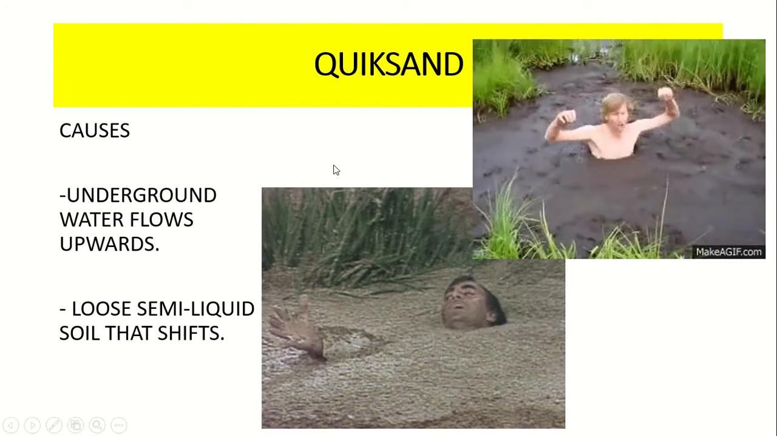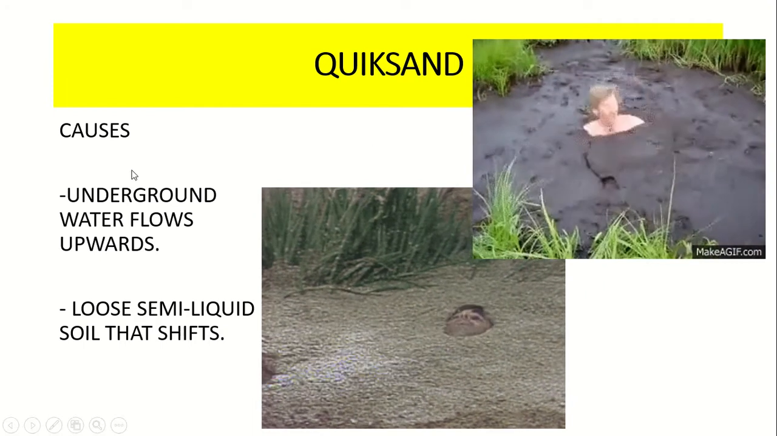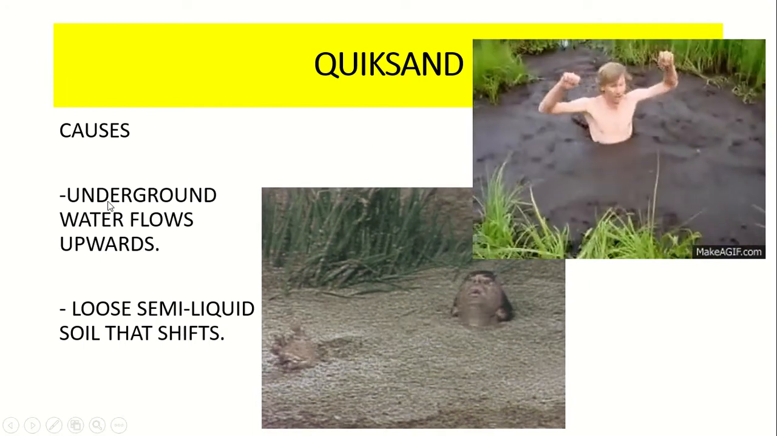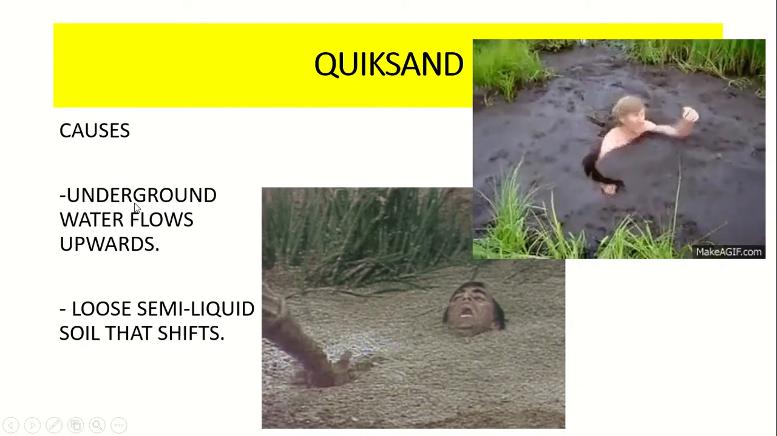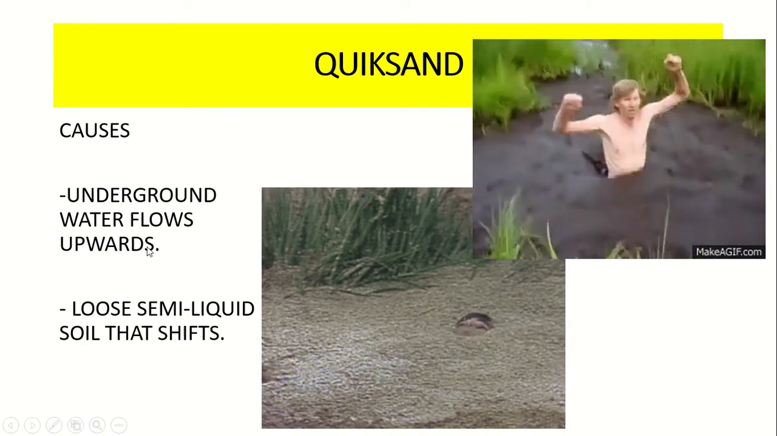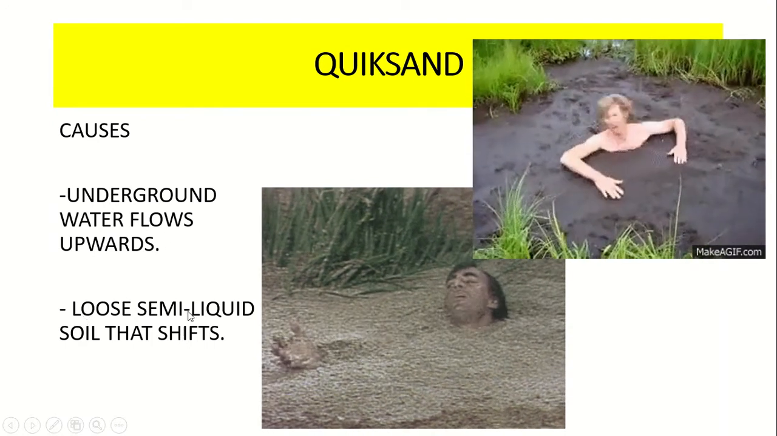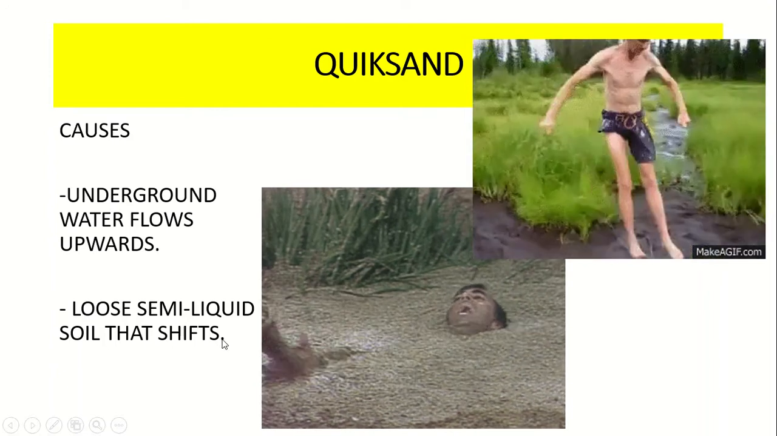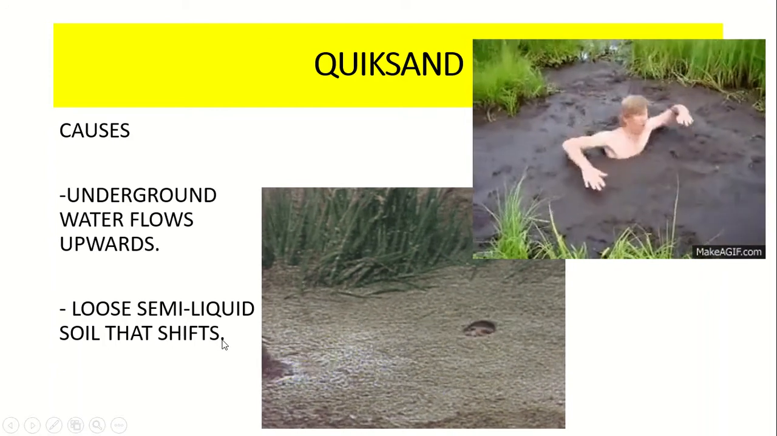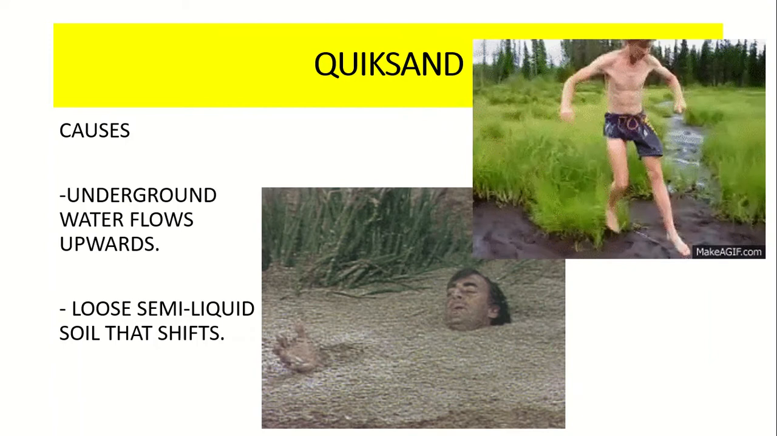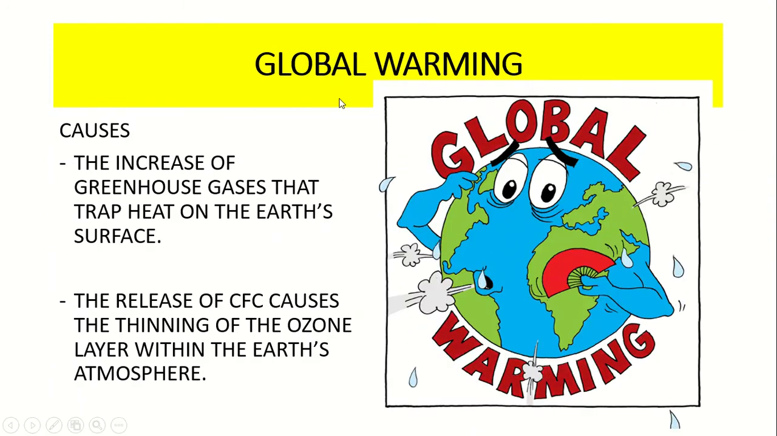So this is quicksand. Causes of quicksand is because underground water flows upwards and loose semi-fluid soil shifts. Kita panggil pasir jerlus. Okay, next adalah global warming. So, causes untuk global warming adalah the increase of greenhouse gases that trap heat on the earth's surface.